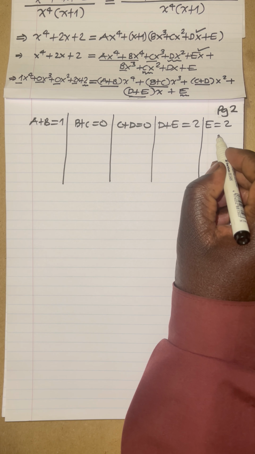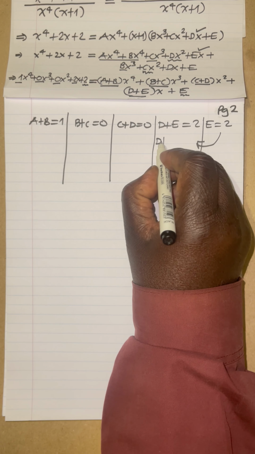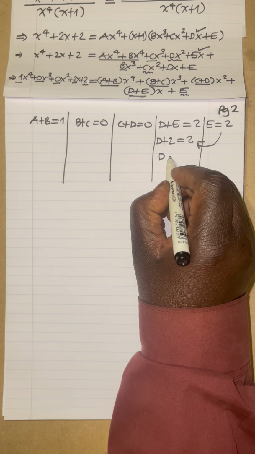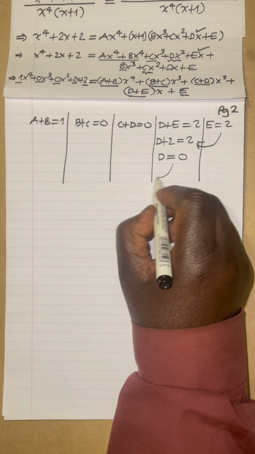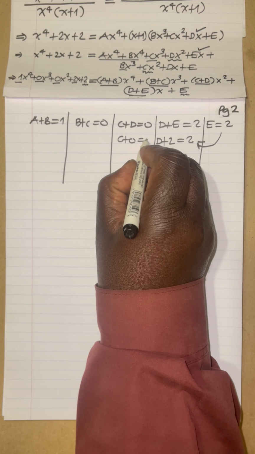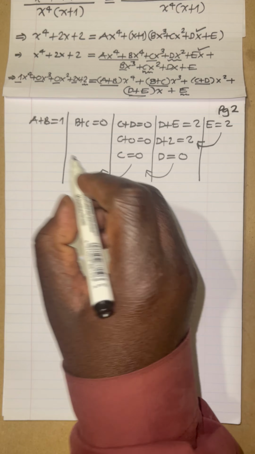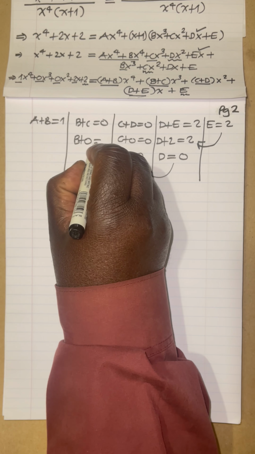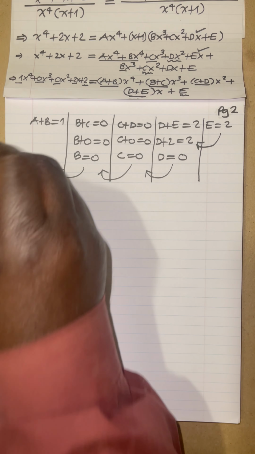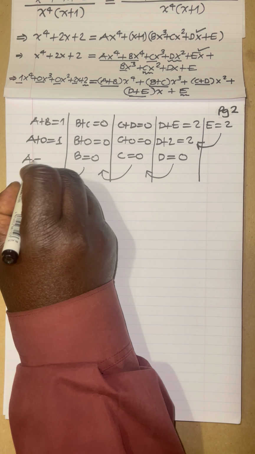Now we're going to move in the reverse direction, taking e equals 2 here, it will be d plus 2 equals 2, because remember e is 2. That means subtracting 2 from both sides, d will be equal to 0. Taking d equals 0 into this column here, we have c plus 0 equals 0. That tells us c equals 0. Taking c equals 0 into that space there, we're going to have b plus 0 equals 0, and therefore b equals 0. Taking it into the first column there, it's going to be a plus 0 equals 1, and that tells us that a is actually equal to 1.